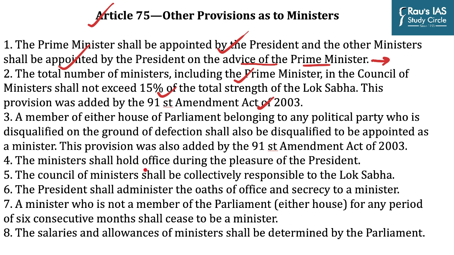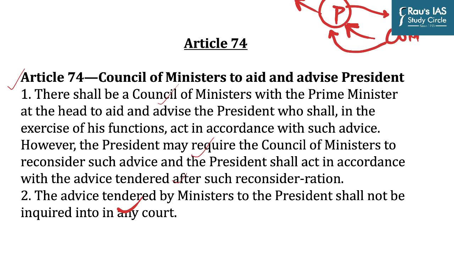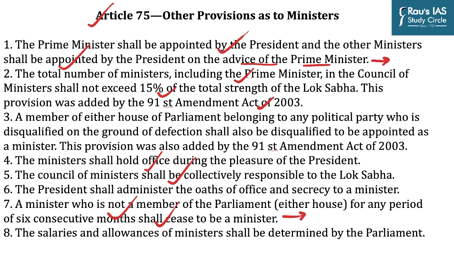Now, the ministers hold office during the pleasure of the President, and they are collectively responsible to the Lok Sabha, which means that they sail and sink together. If the Prime Minister resigns, all the ministers will automatically have to resign. If the government loses majority, they all lose their posts. And a minister who is not a member of parliament for any period of 6 months in continuity shall cease to be a minister. And this is what has happened to the Uttarakhand chief minister also, because the same provision is applicable at the state level as well. So these two are quite important constitutional provisions because they are the foundation of our parliamentary democracy.